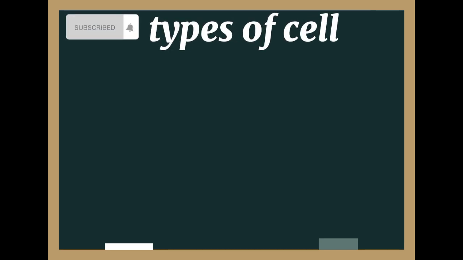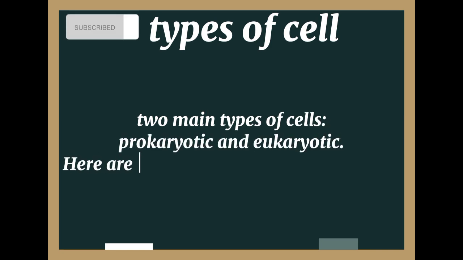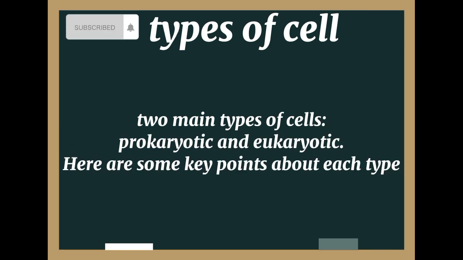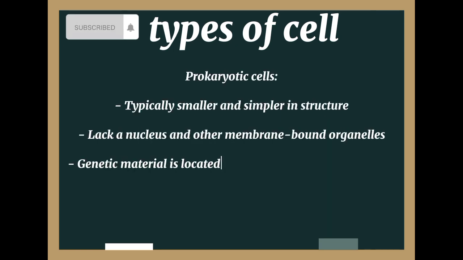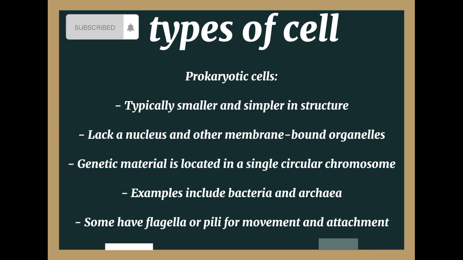Types of cell. Two main types of cells, prokaryotic and eukaryotic. Here are some key points about each type. Prokaryotic cells, typically smaller and simpler in structure, lack a nucleus and other membrane-bound organelles. Genetic material is located in a single circular chromosome. Examples include bacteria and archaea. Some have flagella or pili for movement and attachment.